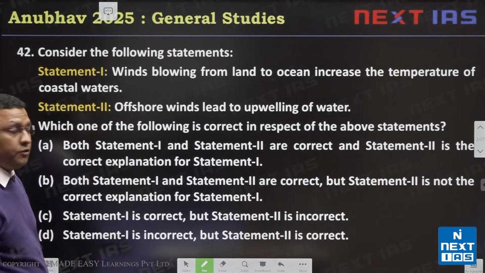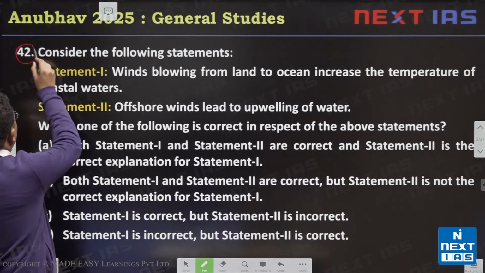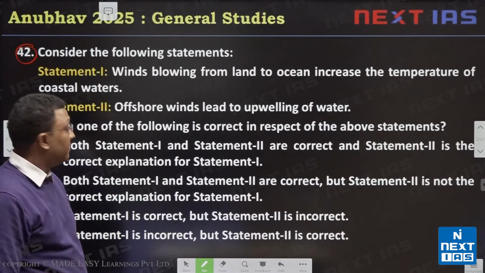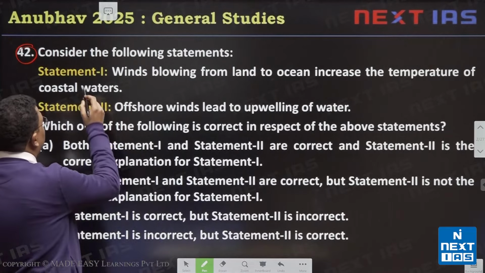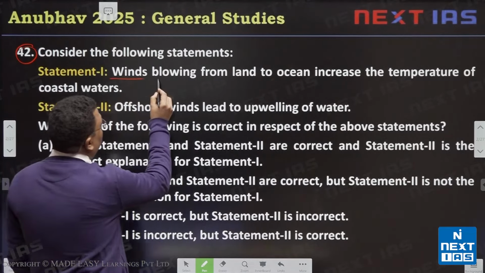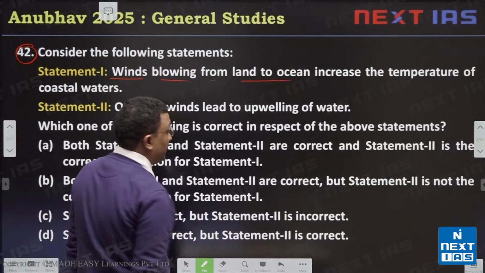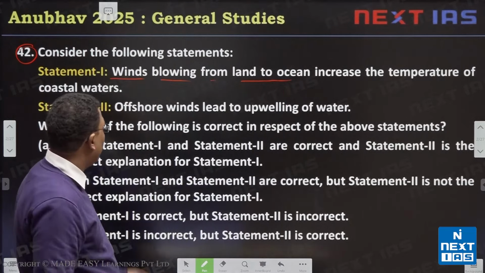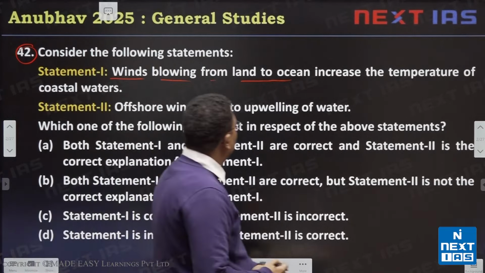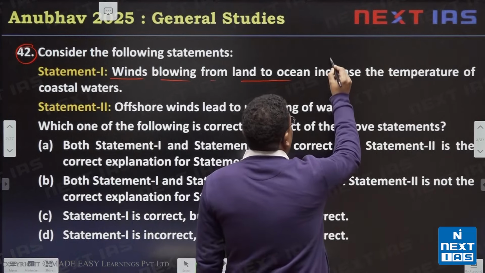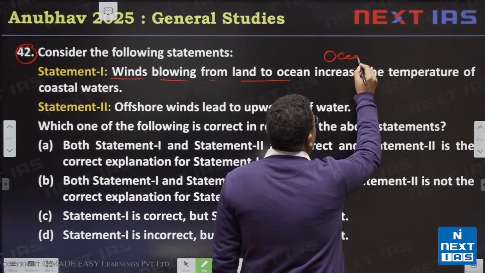The first question of geography is question 42. It's an assertion reason type question. The first statement says, winds blowing from land to ocean increase the temperature of coastal water. So first of all, it's a question from the topic Oceanography.